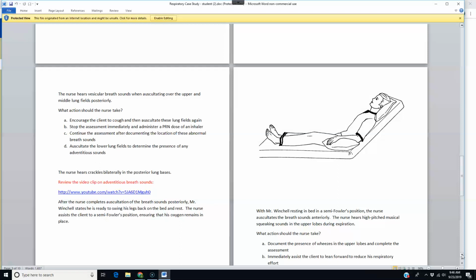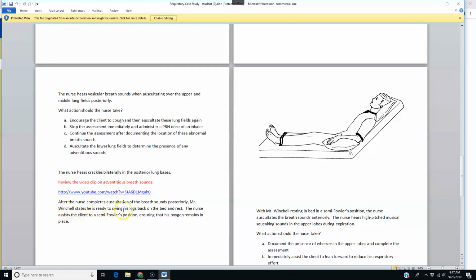So the nurse hears crackles bilaterally in the posterior lung bases. So again, what are crackles? What does that signify? Okay, so she hears them. What about it? So you might want to think about that. And maybe if you heard these in the afternoon, you might want to think about it. Did I hear these this morning? Well, if you didn't, then obviously now the patient has developed crackles. And so what are you going to do about it? Hopefully this video clip on adventitious breath sounds works. I'm going to check it when I'm done here.